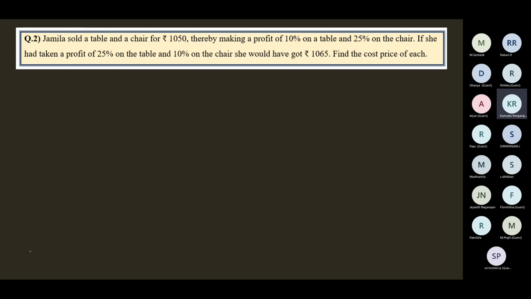The difference between the last question and this question is that in the last question, it is gain plus gain is equal to total gain, or gain minus loss is equal to total gain. Here it is SP plus SP is equal to total SP. So how do you find SP? Cost price plus profit is equal to selling price, or cost price minus loss is equal to selling price. But here everywhere it's a profit, so CP plus profit is equal to SP.